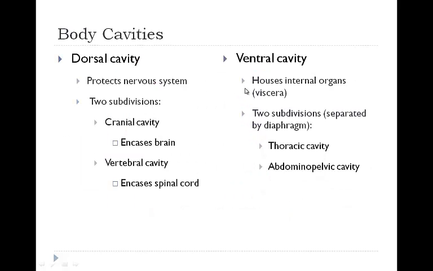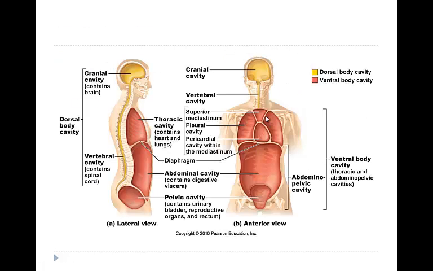Your next cavity is going to be your ventral cavity, and that's going to be split up into two major regions. Thoracic cavity, which is your chest, and abdominal pelvic cavity, which is your abdomen and pelvis. The thoracic cavity is going to have a number of different areas going on in it. So you'll have two pleural cavities, one for each lung, and then you'll have your mediastinum, which will include your pericardial cavity, which you find your heart within, and then all the other structures moving through the medial portion of your chest.